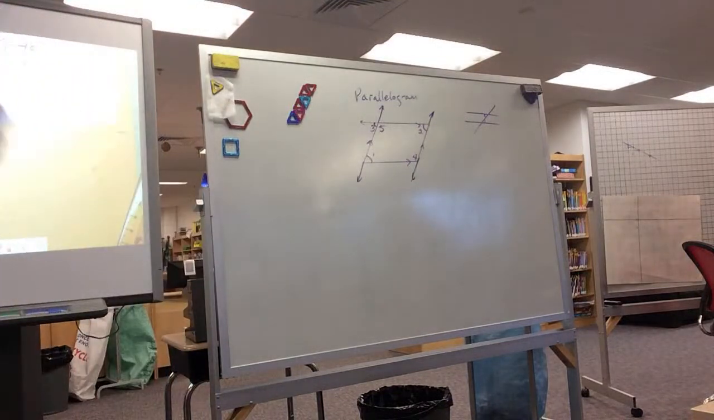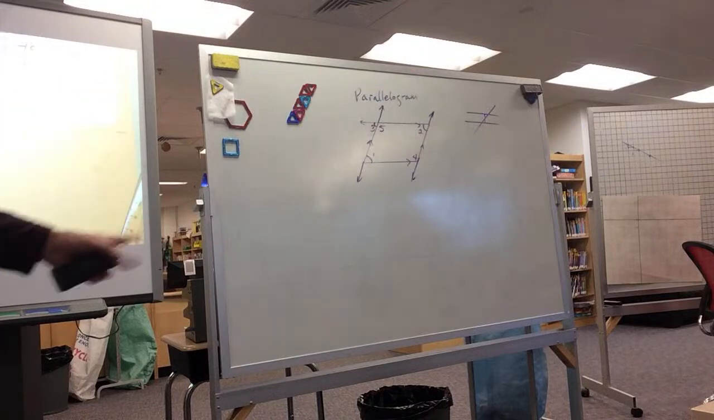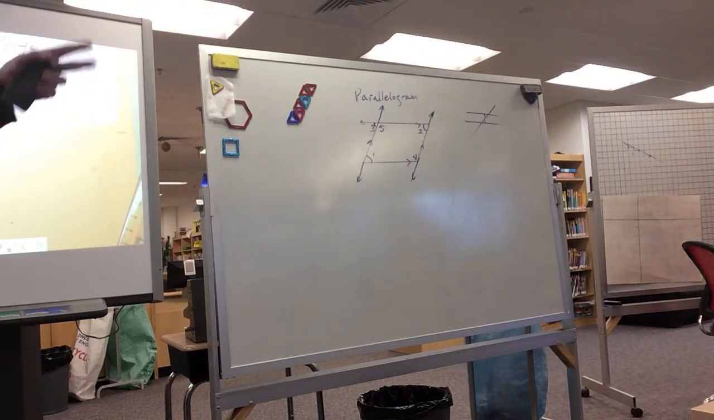Okay, what about side lengths? So we've got angles. We don't have any lines of symmetry. What are side lengths that are going to be congruent or equal to one another?